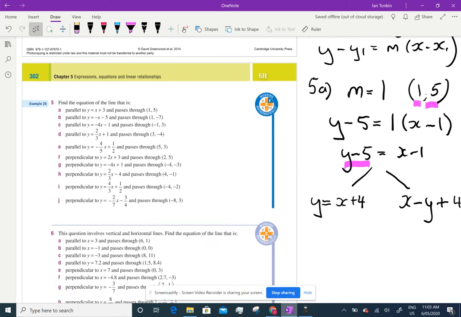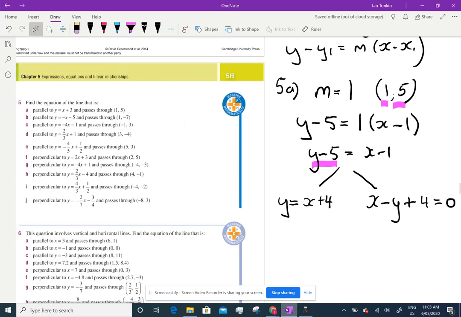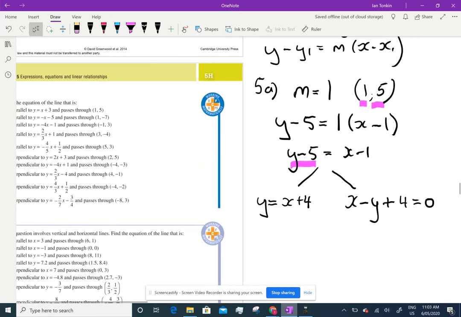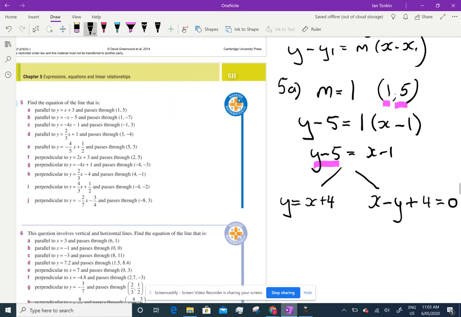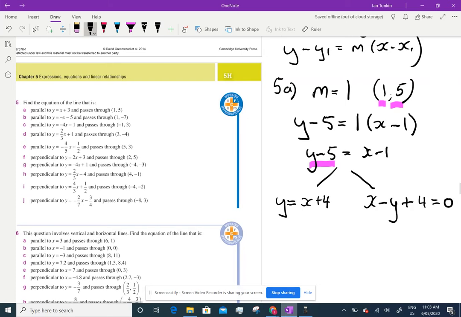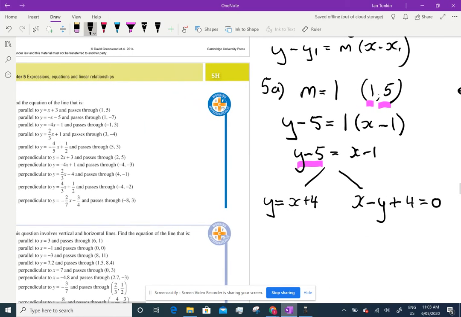So these are pretty much all parallel lines, except for when we get to perpendicular. So I'll do another one. I'll do the last parallel, E. So I look at it. It's parallel to minus 4 on 5x plus a half. So the gradient is m equals minus 4 on 5. What point does it go through? 5 and 3.